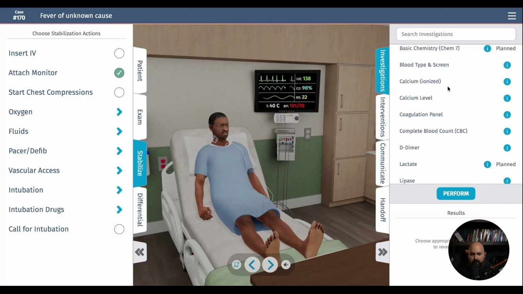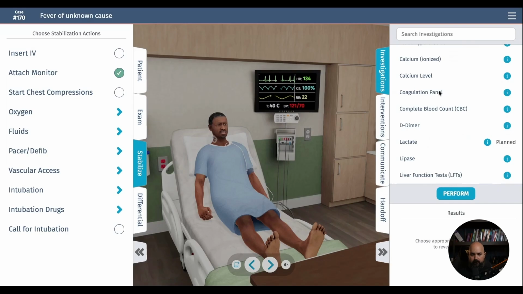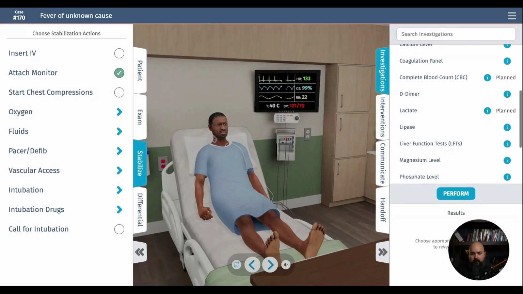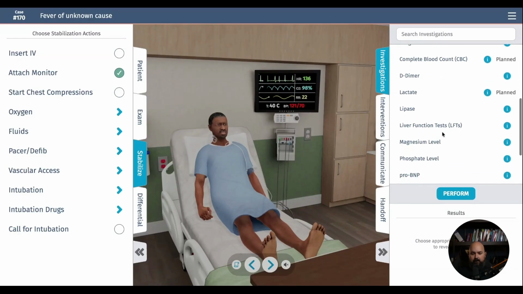We don't really need a calcium level. You don't need a coag panel. He's not bleeding. We can get a CBC. We'll look for maybe some leukocytosis. Obviously there's no one data point that's definitive for making this diagnosis, but often we have to make a compilation of the data to create an accurate diagnosis. Yeah, put in a lactate.